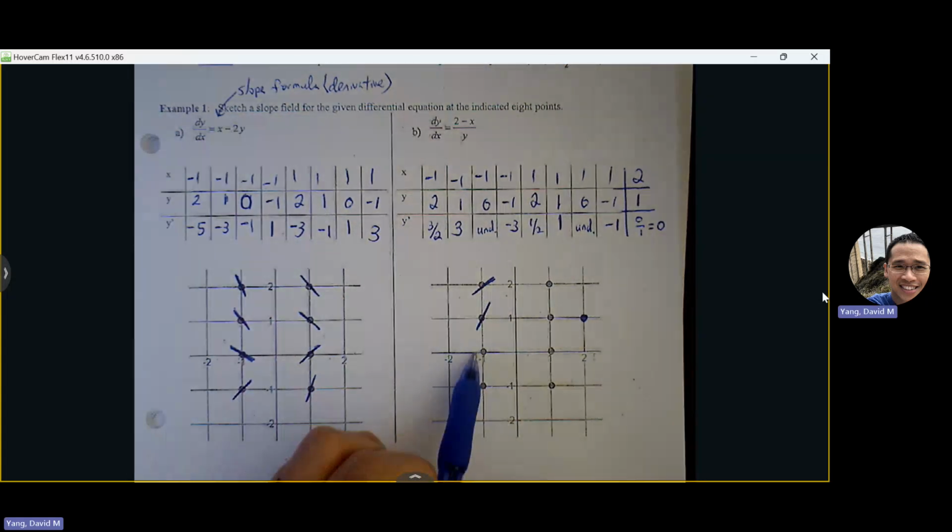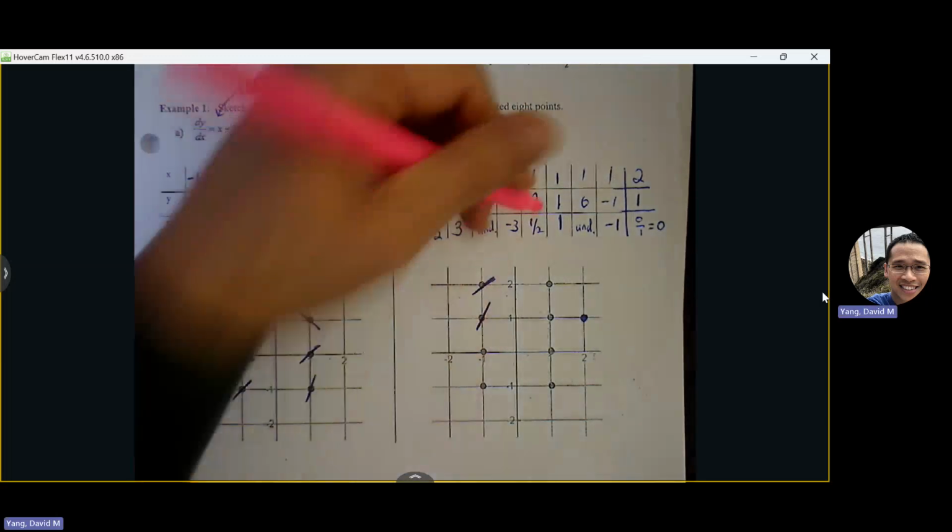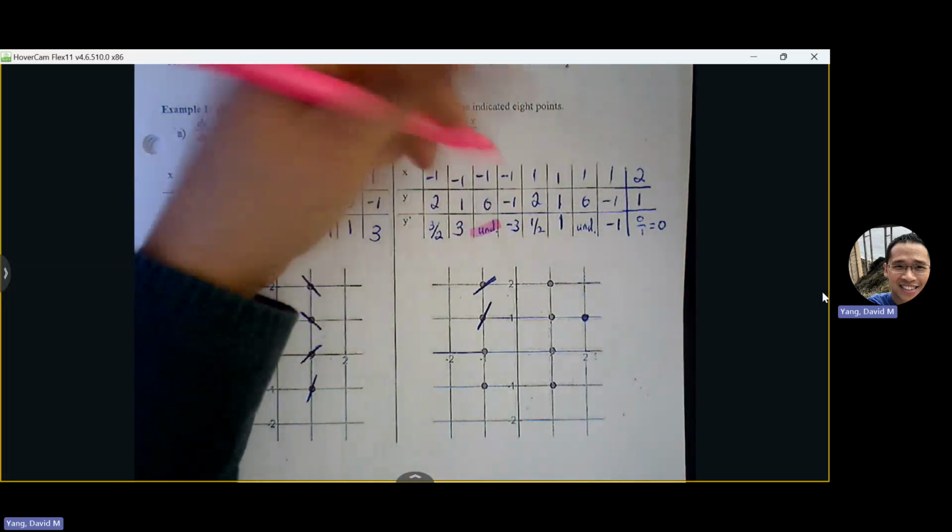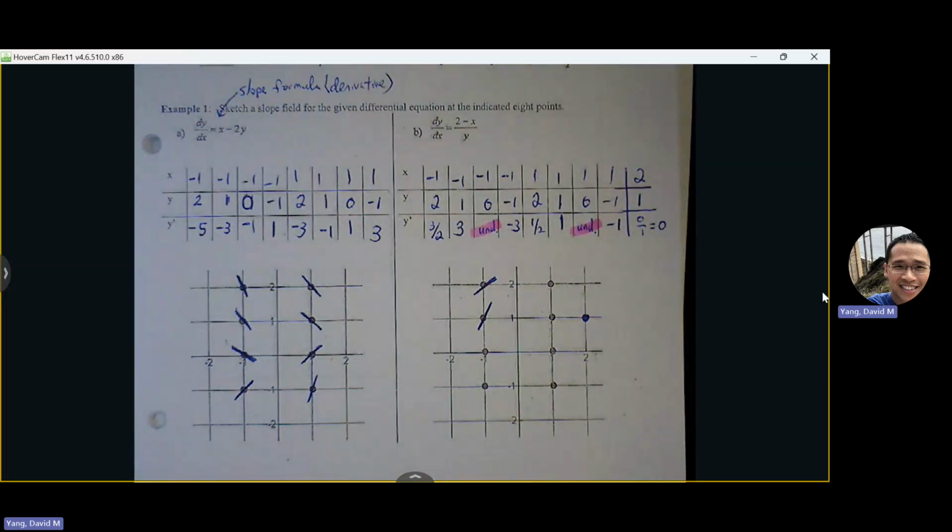-1, 0 is undefined. So this is something that we have to be careful with. With undefined, you're going to leave that space empty.